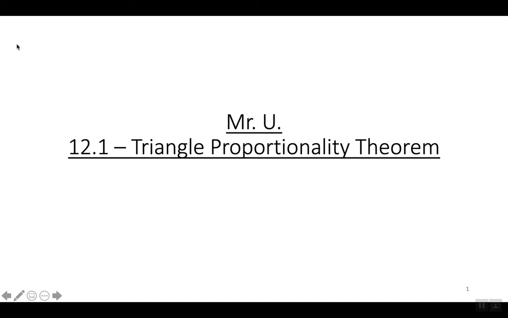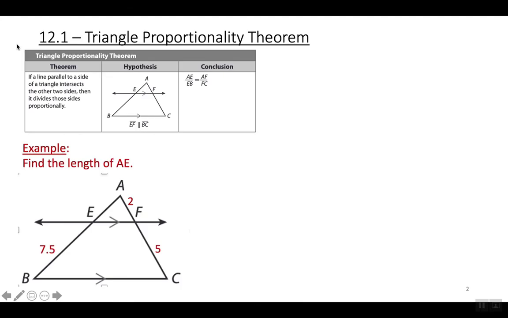Chapter 12.1 Triangle Proportionality Theorem. This is a very simple chapter where we first have to go over the triangle proportionality theorem, which I'm going to read right here. If a line parallel to a side of a triangle intersects the other two sides, then it divides those sides proportionally.